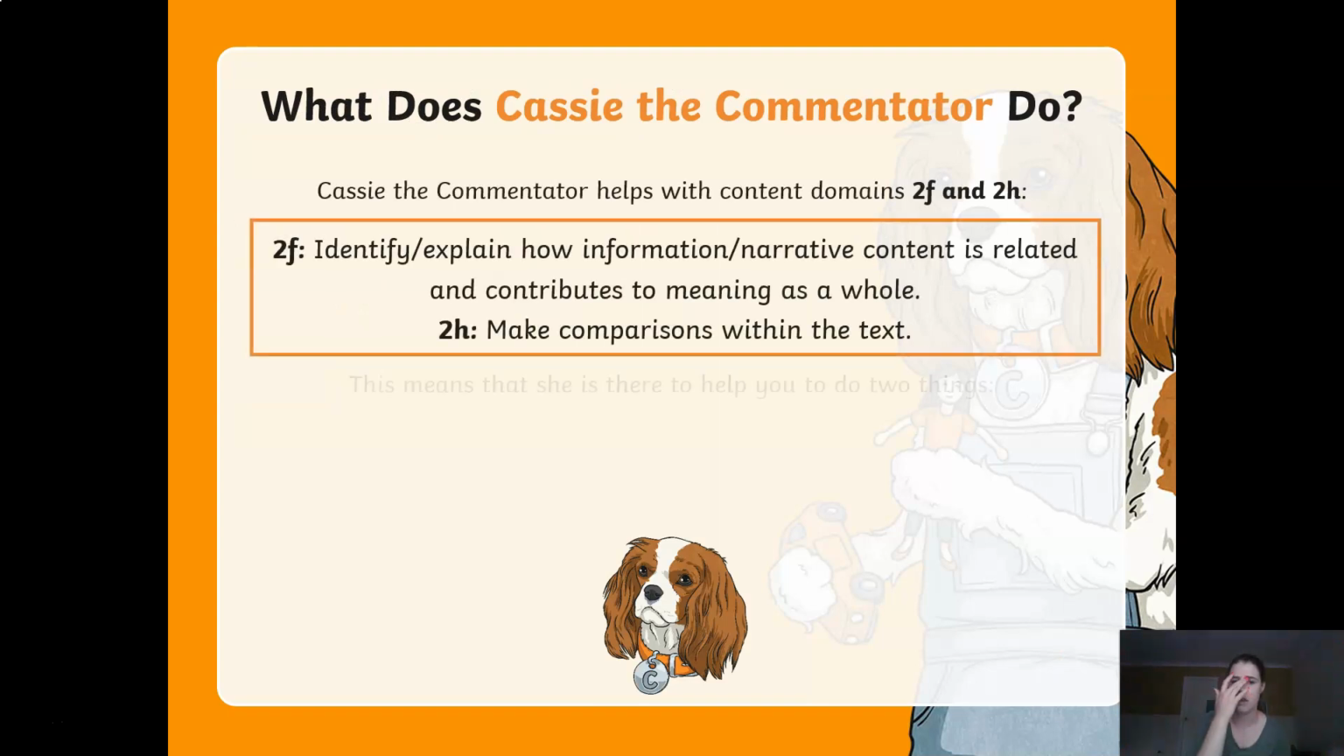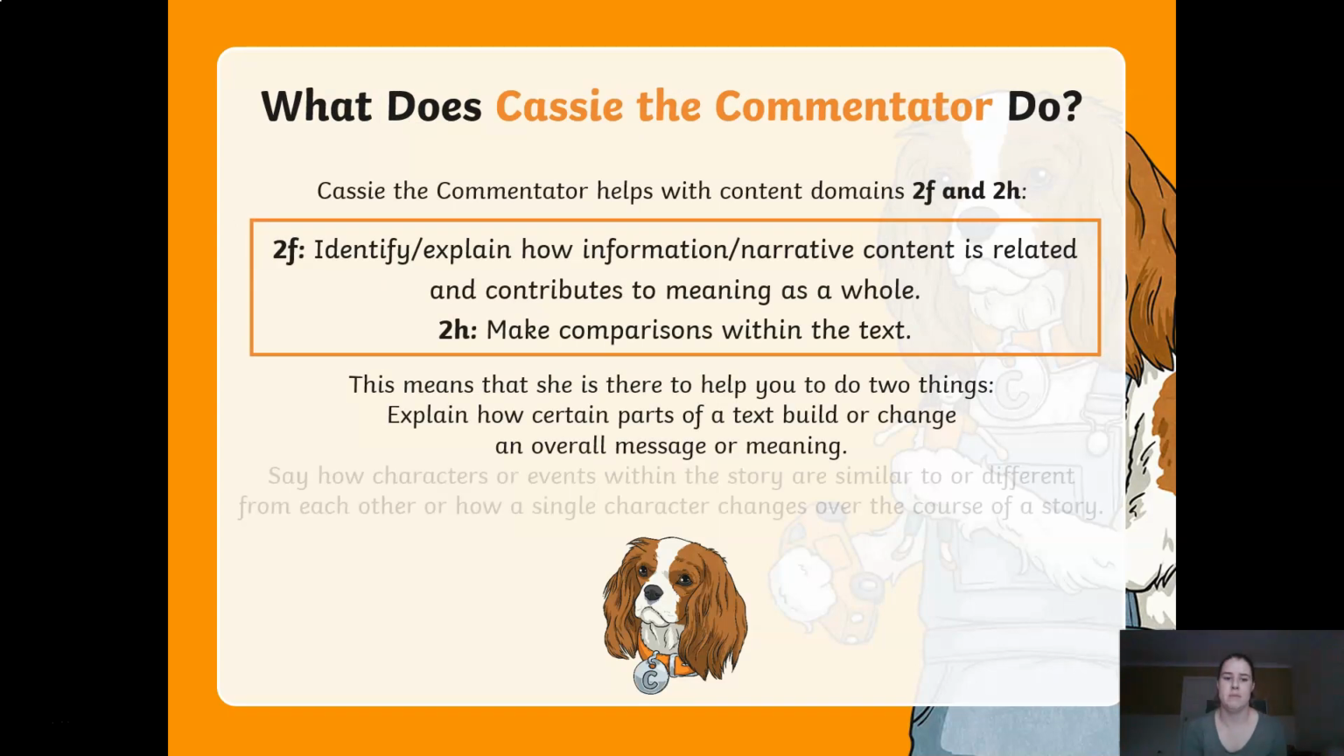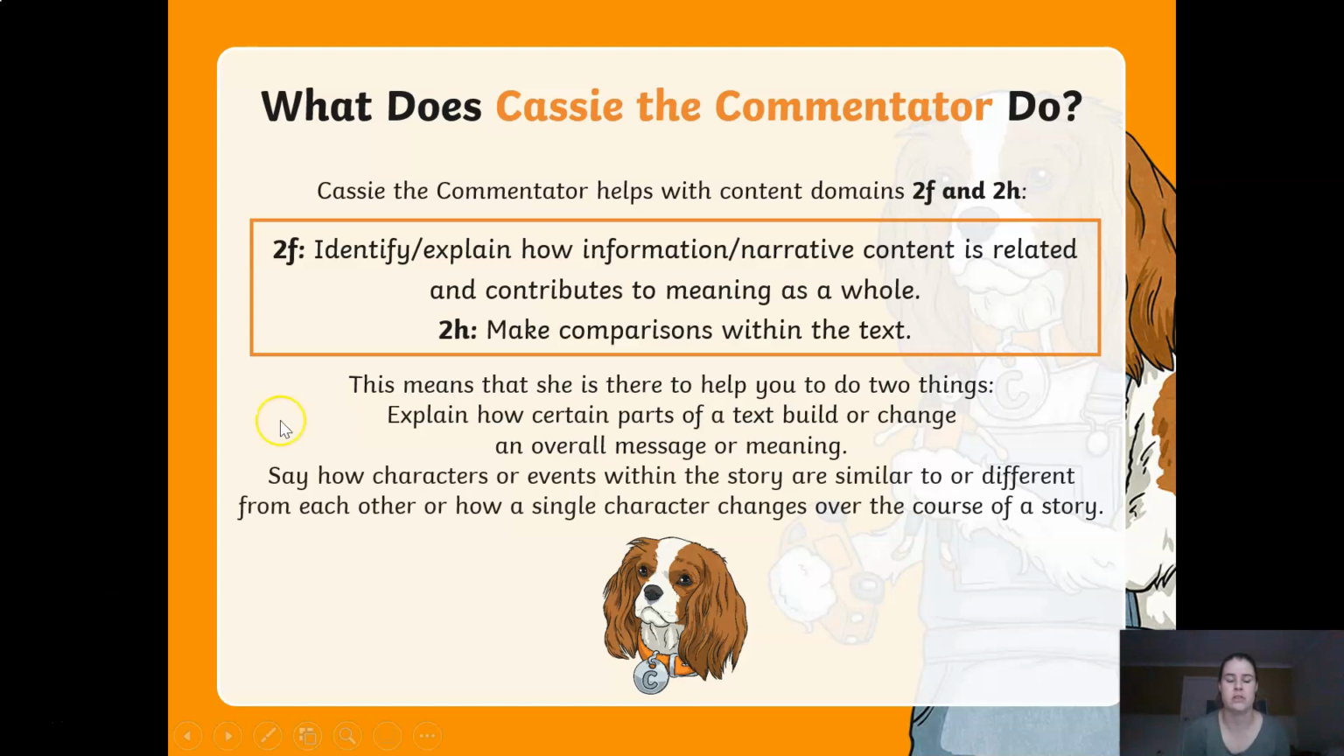So the 2 main elements for us to focus on are to identify and explain how information and narrative content is related and contributes to the whole meaning of the text, and making comparisons. Now, the weakest skill I think we had was the first bit here about explaining how information is relevant and what it means. So our main focus to help with those 2 content domains is to explain how certain parts of the text build or change the overall message or meaning.